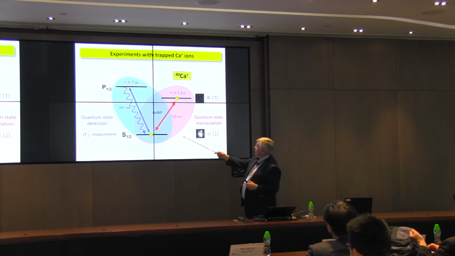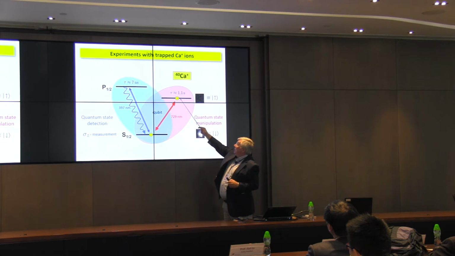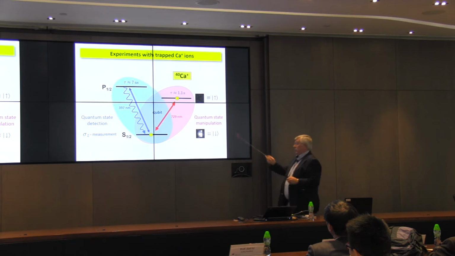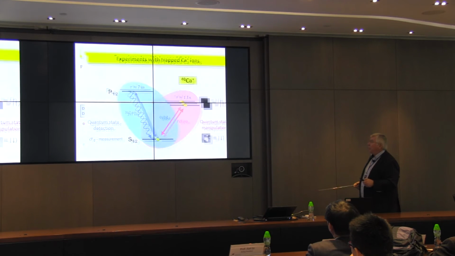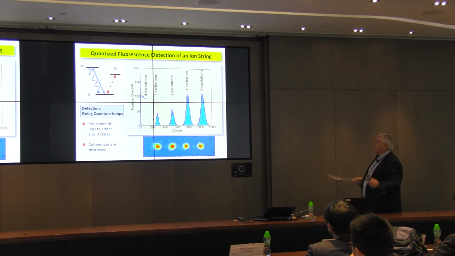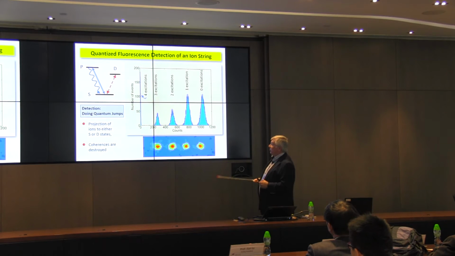And this can be seen by shining laser light on it, on this dipole-allowed transition. As soon as the atom scatters light, it gets, of course, projected to that state, and then it's bright. And if it doesn't scatter light, then it was projected to this state and doesn't scatter light. So this is what we see in mathematical terms. This is a sigma z measurement. Okay? Now, we can detect, of course, quantum jumps. You have seen this morning. But you can do this also for a full chain.